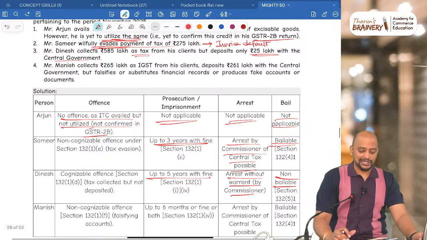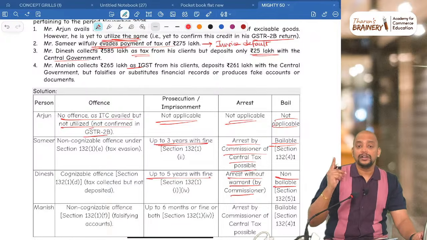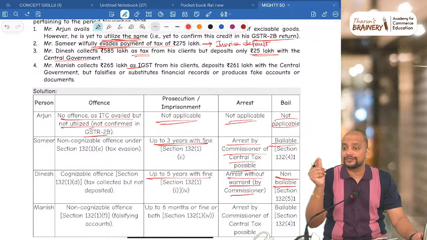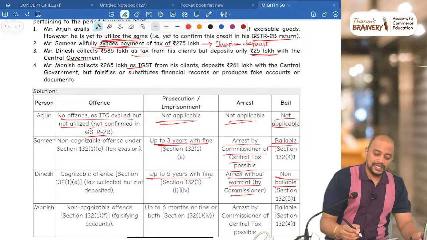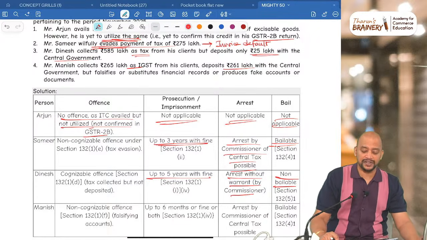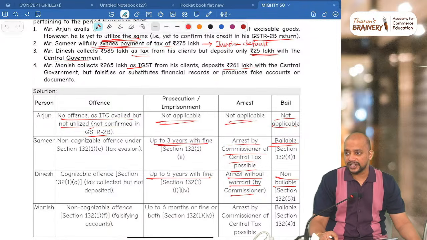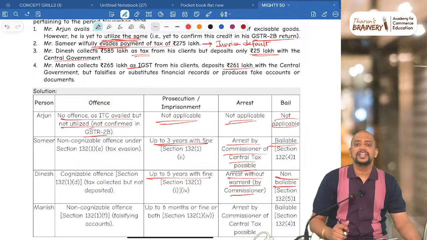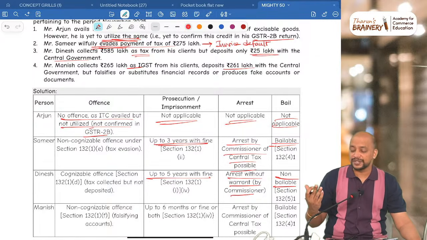Mr. Manish collects 265 lakhs as IGST. But always these amounts, 1 crore, 2 crore, 5 crore, should be the total tax. So as IGST on his clients he deposited 261; 265 minus 261 is 4. So the point of collected tax not paid within 3 months is not there, correct? Sir, only if it exceeds 2 crore there is imprisonment. Under that there is no imprisonment.